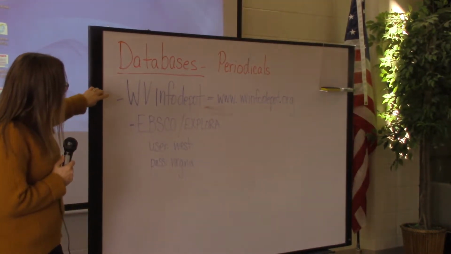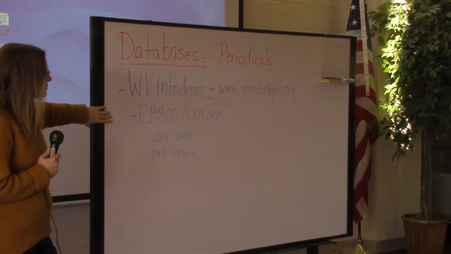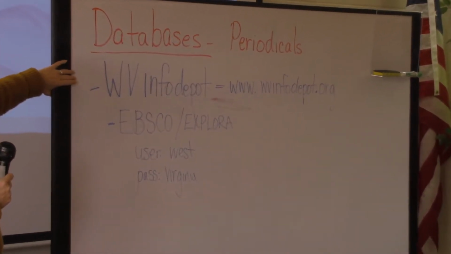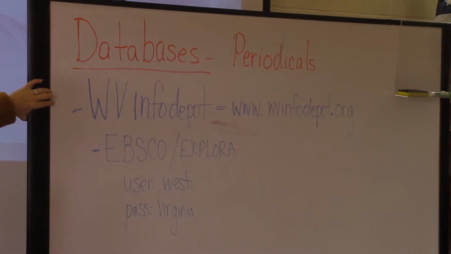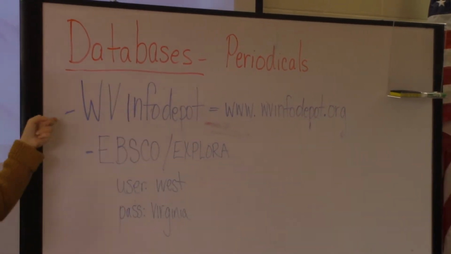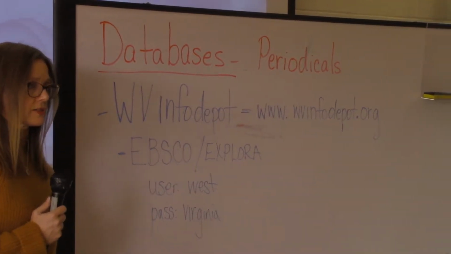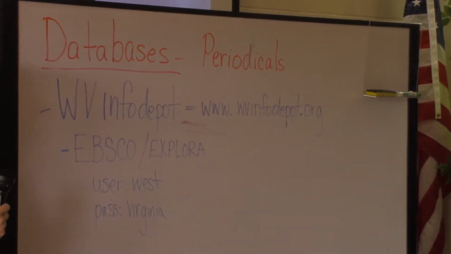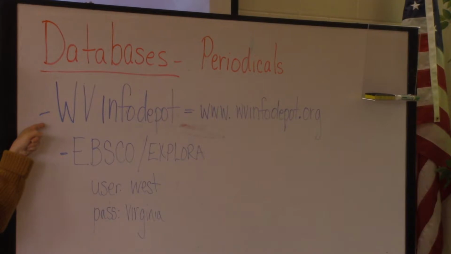All right, so we're going to use the EBSCO database. The way that we're going to access that database is through the West Virginia Info Depot portal. We have to go through this portal because the state of West Virginia pays for the databases for us. They're really expensive. We couldn't afford to pay for the databases for every one of you. So by going through this portal, you don't have to pay for it. It's already paid for by our state.